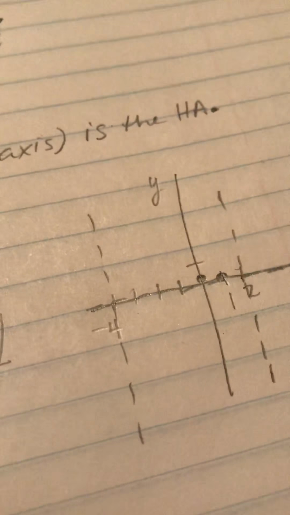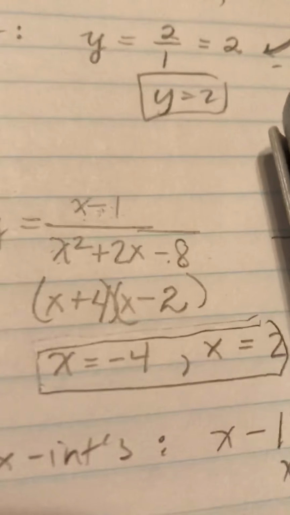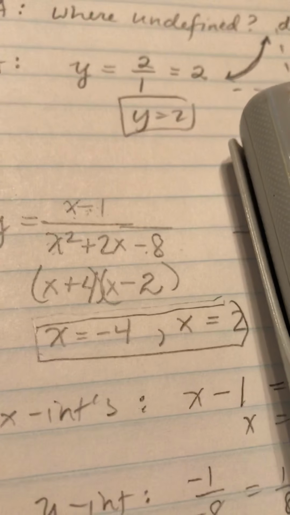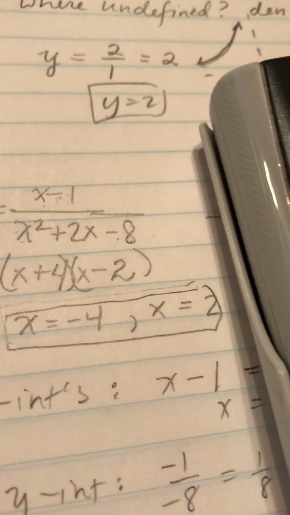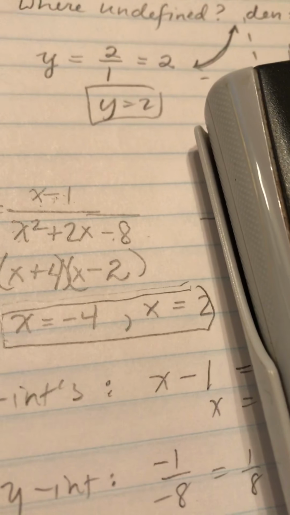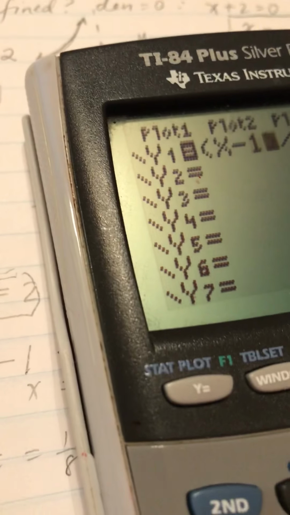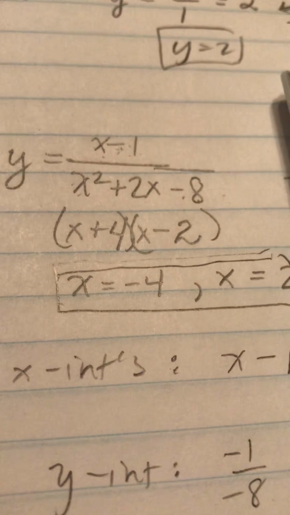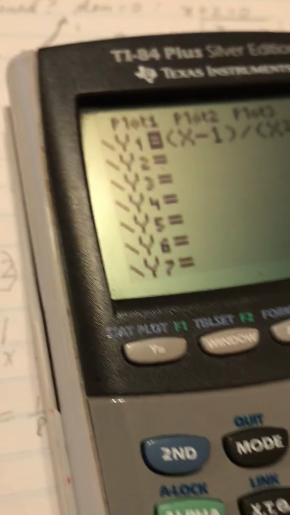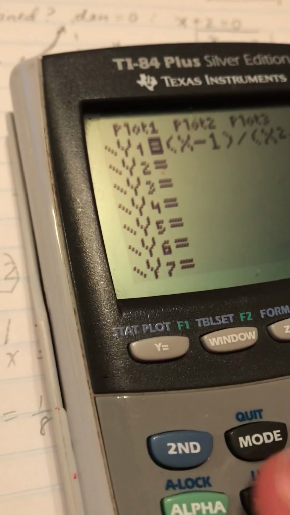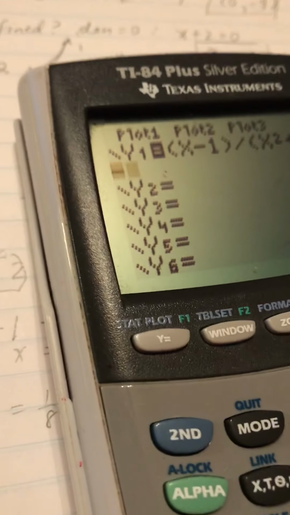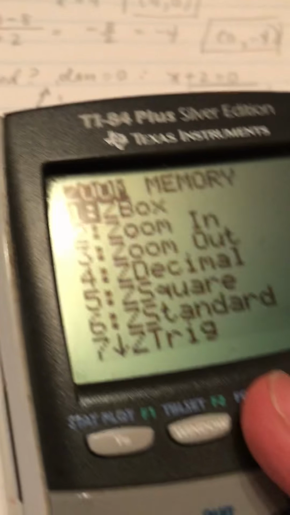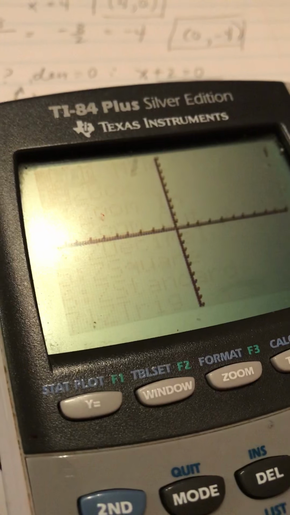All right, and then from there, type it into your calculator. See what you can see on the graph there. So y equals x minus 1 over x squared plus 2x minus 8, both in parentheses. Let's try a Zoom Standard, Zoom 6.